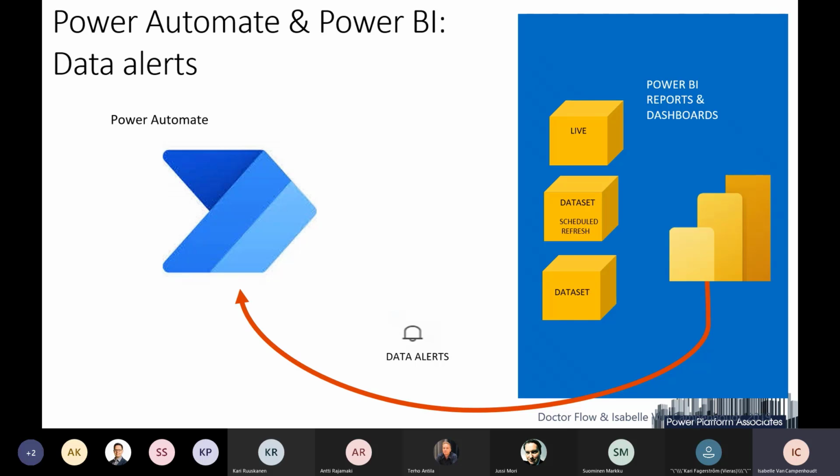So if you want to trigger an alert on the level of the coffee machine by a live dashboard and then trigger Power Automate to send an order for coffee, that's possible. I'm not sure it will be the scenario that you will choose, but that's a possibility as well.